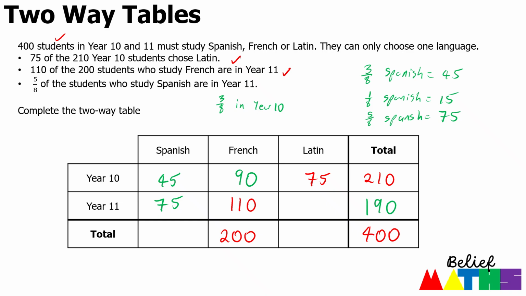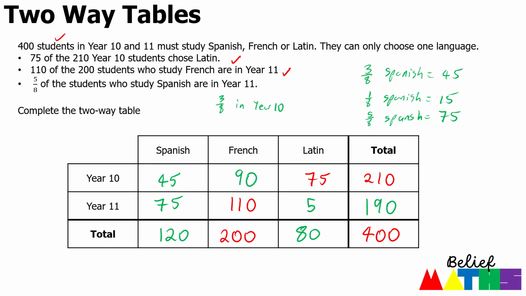And now we can finish this off. 75 plus 45, that gives us 120. 120 plus 200 is 320, meaning there's 80 students who study Latin. 75 plus 5 is 80. Now this 5 is the pivotal one that I always check from. I've done 75 plus 5 to give me 80, but working horizontally as well, let's just make sure that adds up. 75 plus 110 is 185, plus 5 is 190. So we know because it works in both directions, it works.